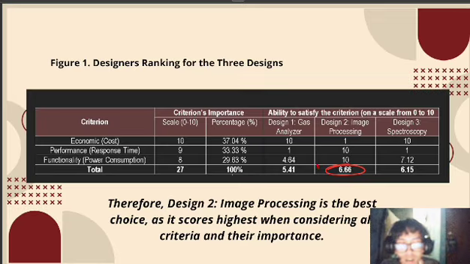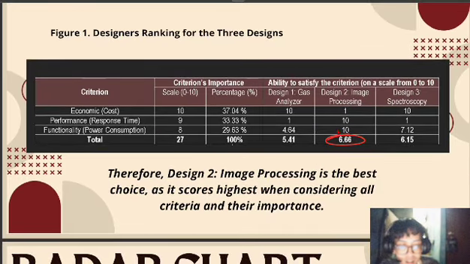So here, we can see the encircled value, which is the design 2 image processing, is the best choice because it has the highest criterion and importance among the three designs.